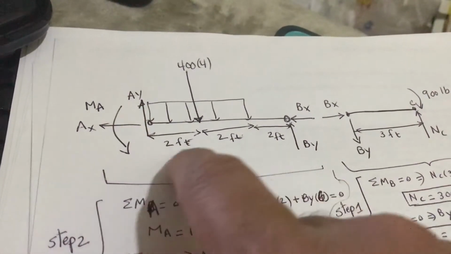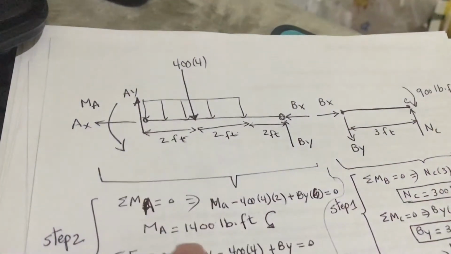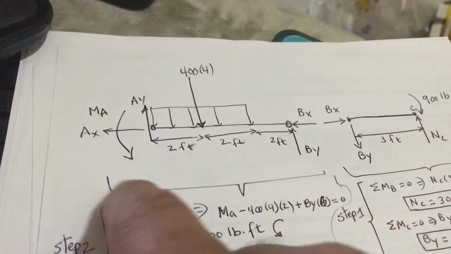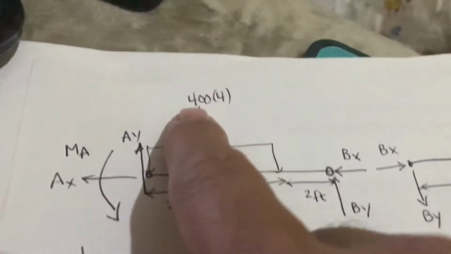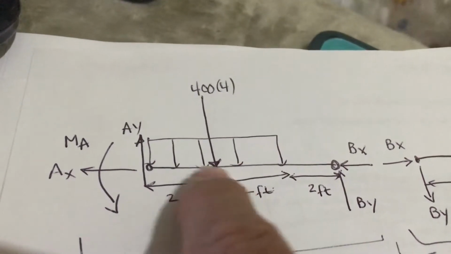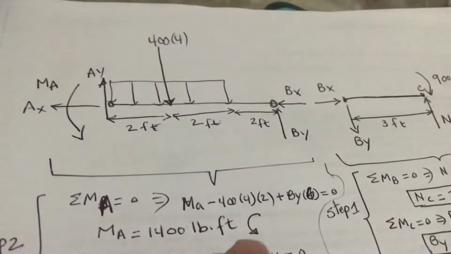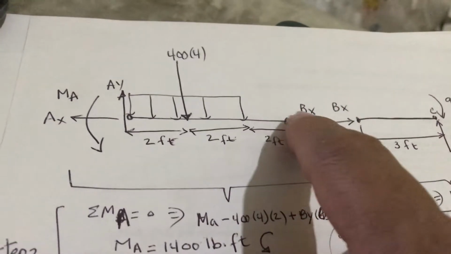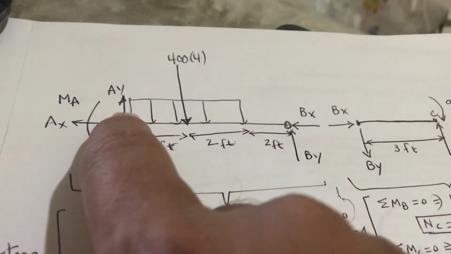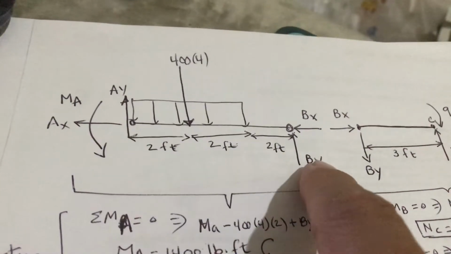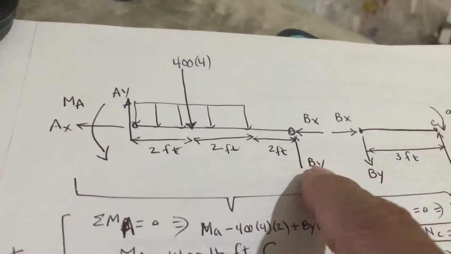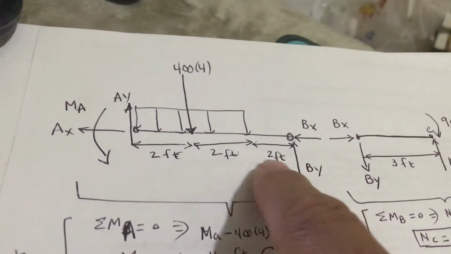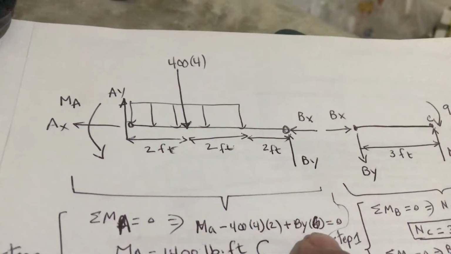Now this is going where? Counterclockwise, so it's a plus. And this one, moment at point A, is going to push it like that, negative. So minus 400 times 4 times the distance between here and point A, which is 2. So minus 400 times 4 times 2. What other force? Remember, Px will make it 0 because it's in the same line of action. This one, moment at A, is going to push it that way. That's a plus. Remember 2, 2, 2, 6, plus By times 6.